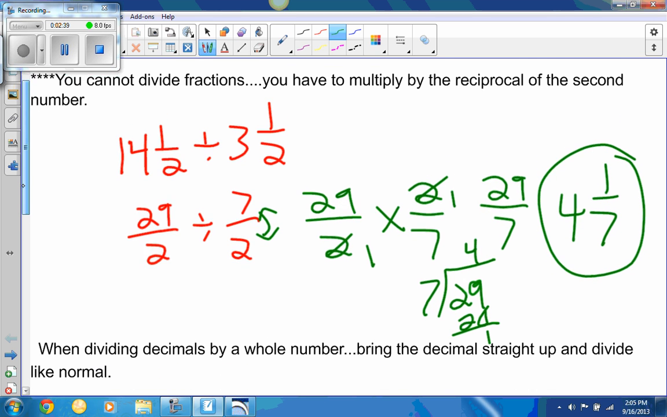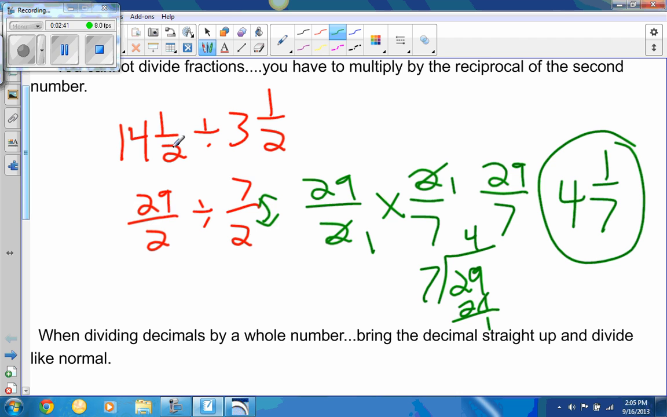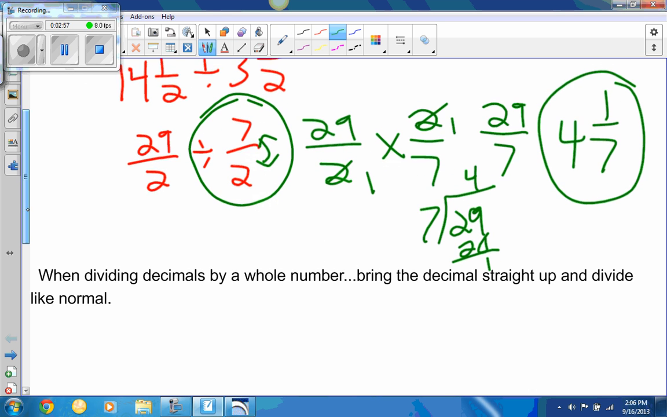So again, remember that when dealing with fractions, you can't multiply when it's mixed. You got to change it to a top heavy. You can't divide fractions at all. You have to change it to multiply and flip this second number, and then just top, bottom, bottom, the same way that we did when we were just multiplying plain fractions.